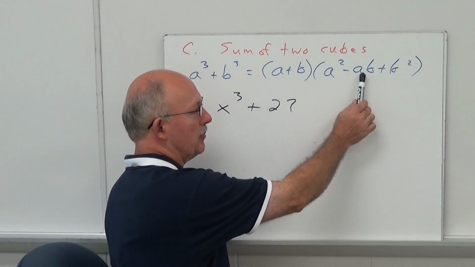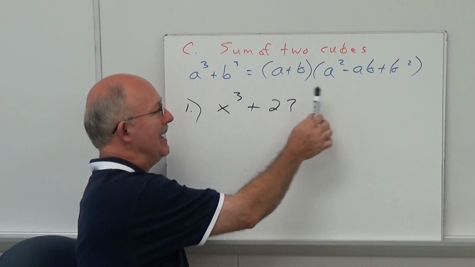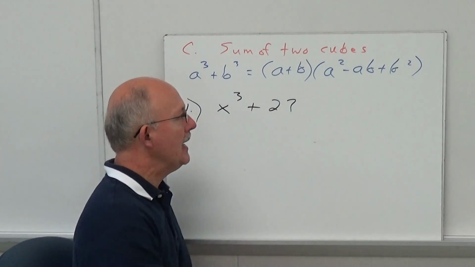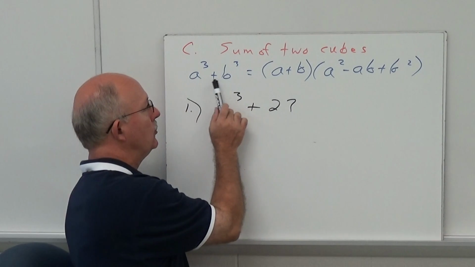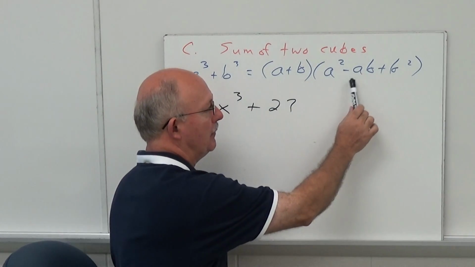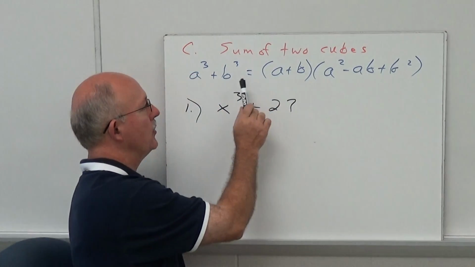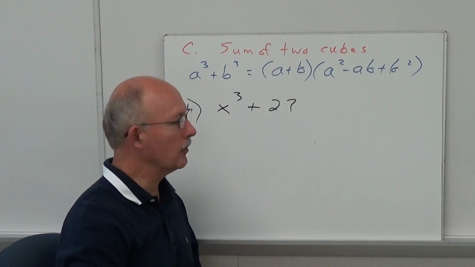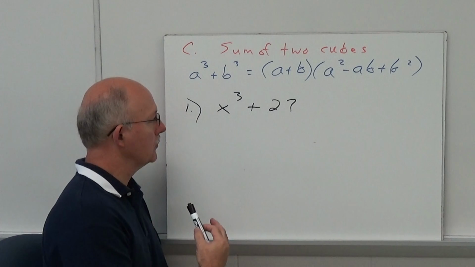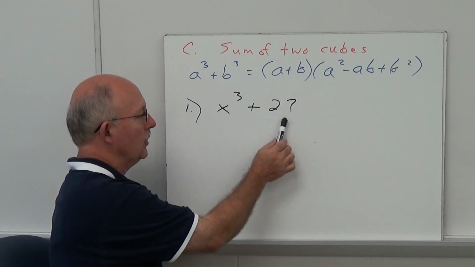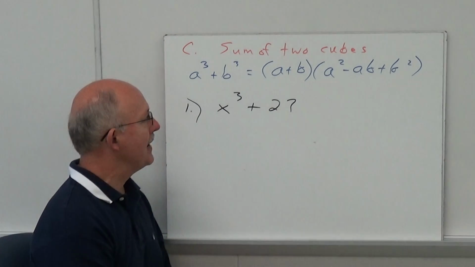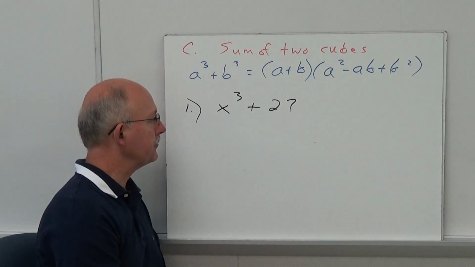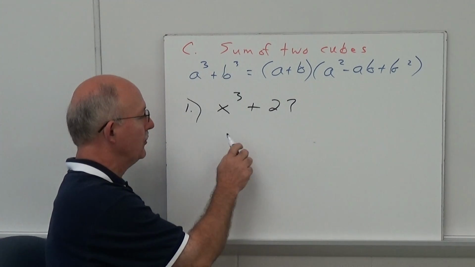Now to get the middle term, first of all, for a sum, the middle term on your trinomial will always be minus. And to get the middle term, you have to multiply the 2 bases together, so it'll be minus a times b. Plus, the last term of your trinomial is the b base squared, so b squared. So let's look at our pattern. Let's take a look at an example of factoring a sum of 2 cubes. Let's do x cubed plus 27. On the first term, the x is already cubed.